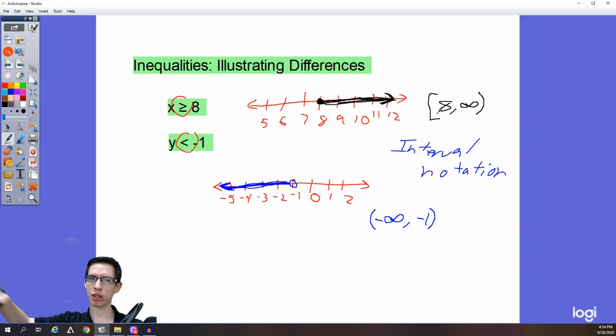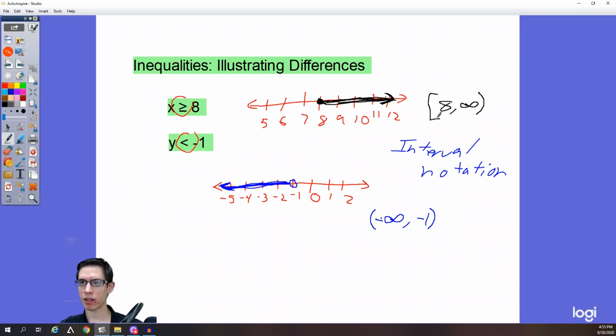It's just going to keep going and going and going. That's how infinity works. Okay? So if you ever have infinity, either at the beginning with the negative infinity, or at the end with the positive infinity, it always takes a parentheses, regardless of whatever else your picture looks like. Infinity always gets parentheses.